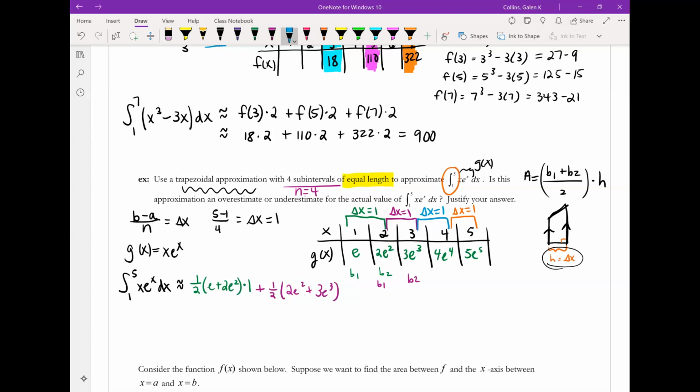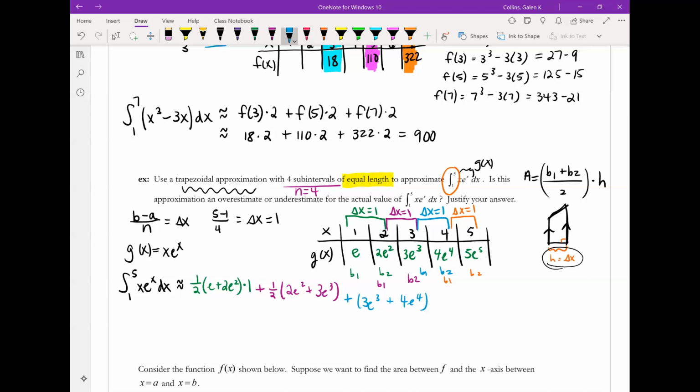Okay, so again, what was base 2 of the last trapezoid is base 1 now. We'll get to the point where we don't have to label these all. All right, so 3e cubed plus 4e to the 4th. And then my last trapezoid. Oh, I forgot the 1/2 on that last one.